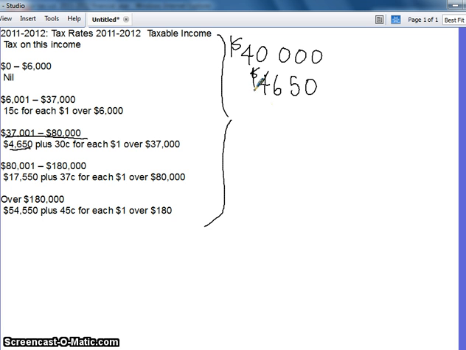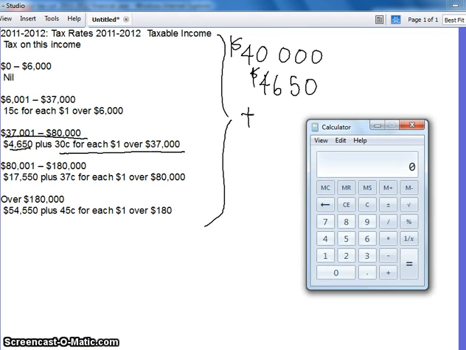Plus you add 30 cents for every dollar over 37,000. So how many dollars did you earn over 37,000? Find the calculator. $40,000, take 37,000. That means you earned $3,000 over that.